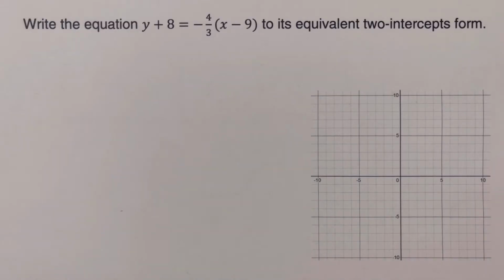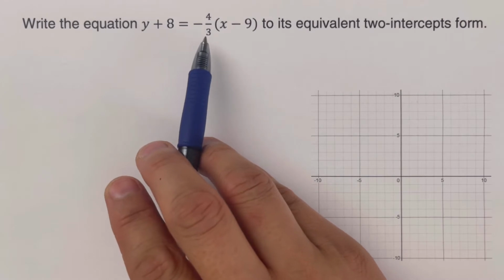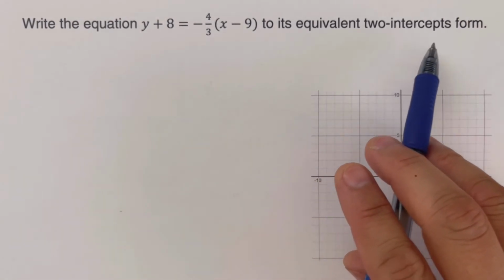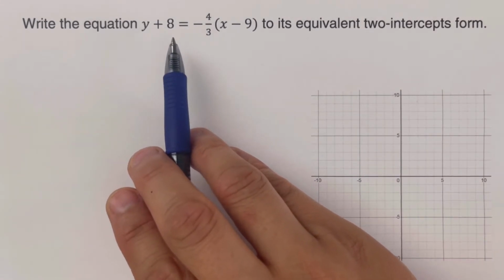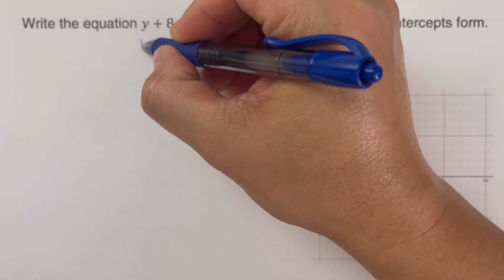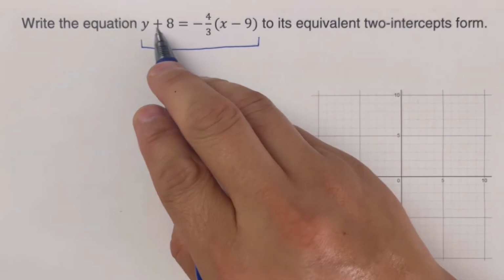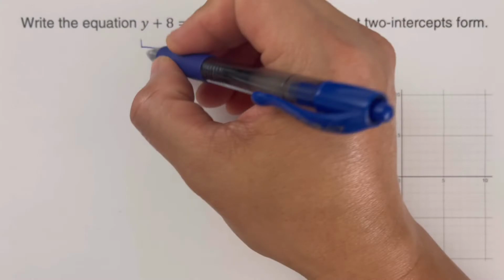Okay, going back here, write the equation y plus 8 equals negative 4/3 quantity x minus 9 to its equivalent two-intercepts form. So in this case right here, we are given the point-slope form. Looking at this point-slope form that we have right here, we can tell that the point positive 9, negative 8 is on the line. So I'm going to go ahead and write that down here.